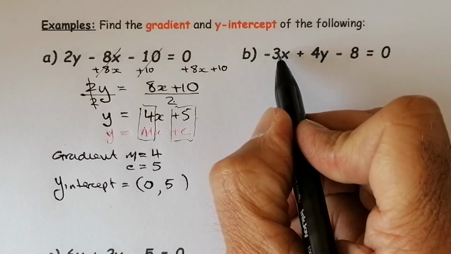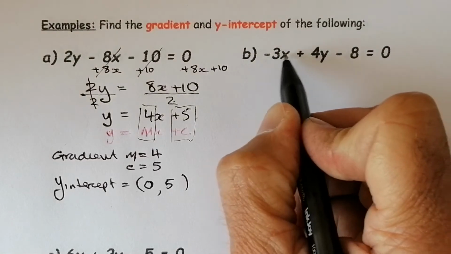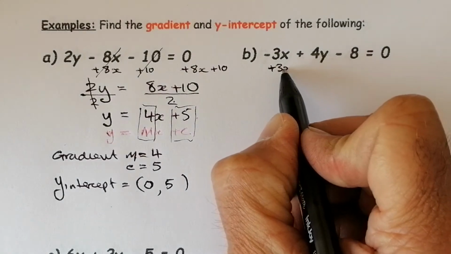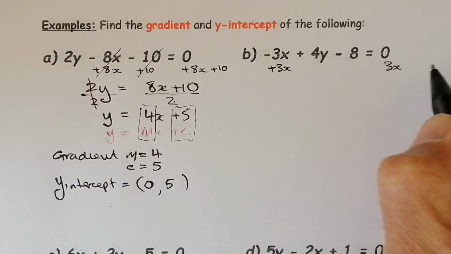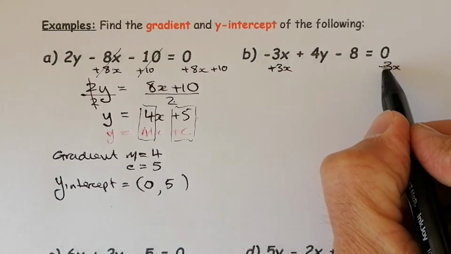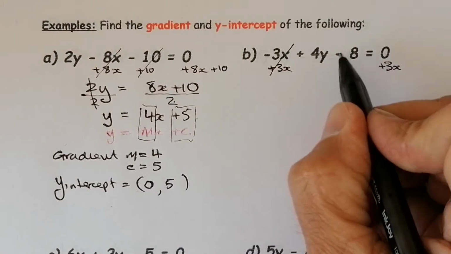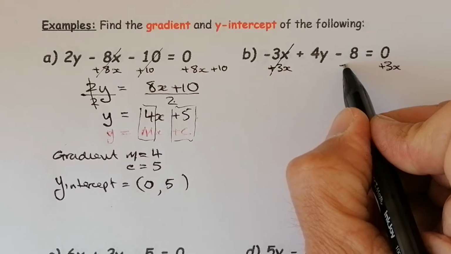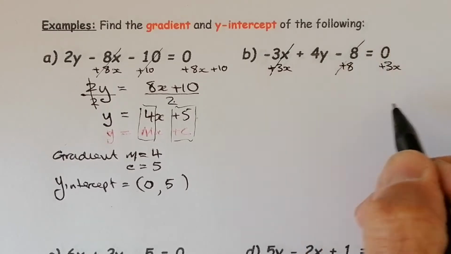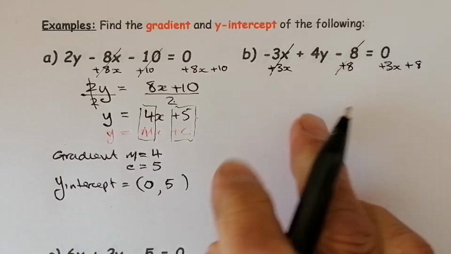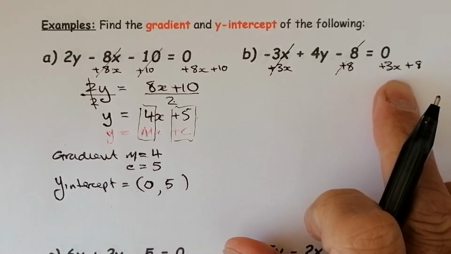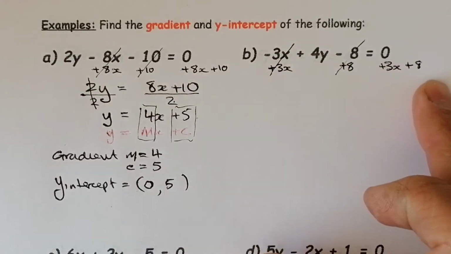So here I don't want the minus 3x on this side, so I'm going to add 3x to there and I'll get 3x over this side. Okay, I'm adding that one, put a plus. That will be eliminated. I don't want the negative 8, so I'll add 8 on, so I'll get that away and I'll add 8 on to this side. So adding on 3x, adding on 3x, adding on 8, adding on 8.